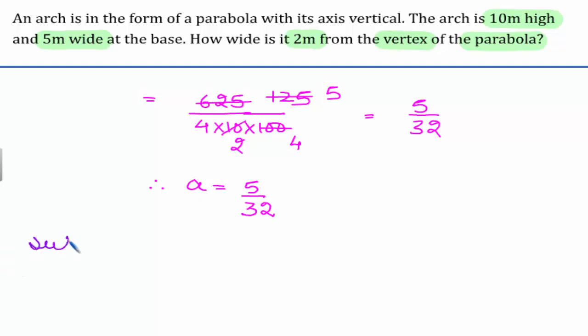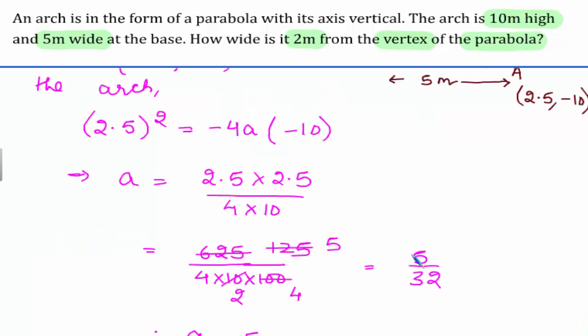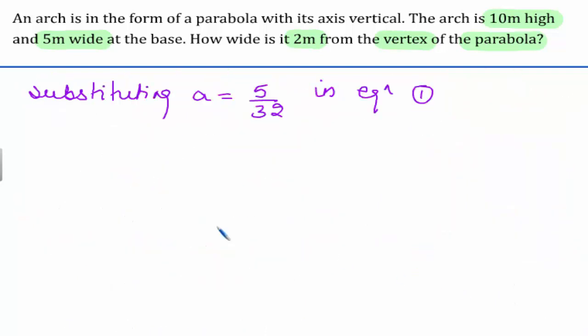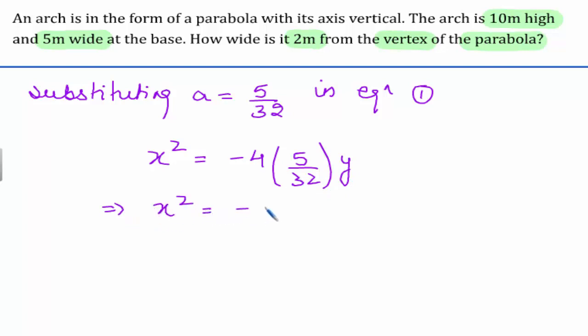Now, substituting a is equal to 5 upon 32 in equation number 1, which is x square is equal to minus 4ay. So we have x square is equal to minus 4 into a, that is 5 upon 32, into y. So this implies that x square is equal to minus 5 upon 8 y, denoting this by equation number 2.